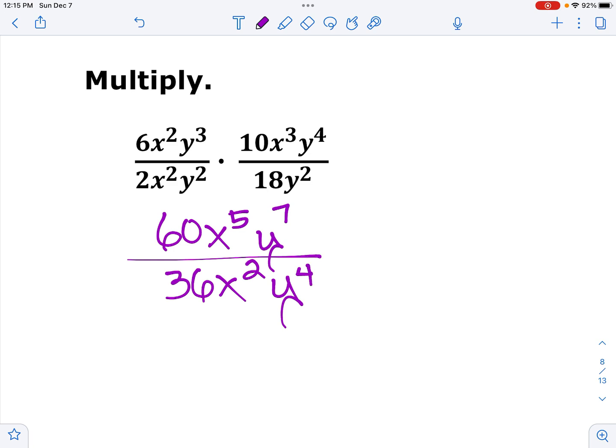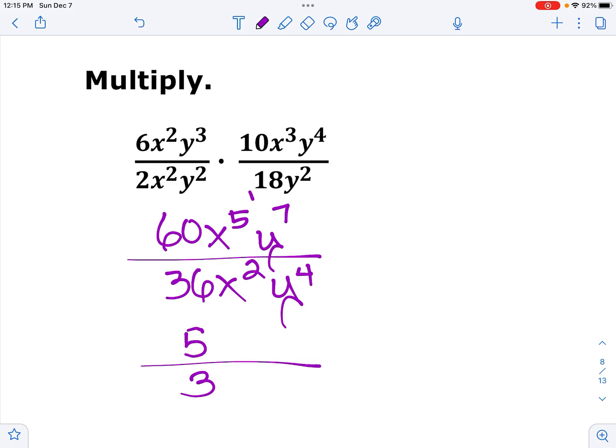So, you want to find the biggest number that goes into both 60 and 36. Again, you can use your graphing calculator to reduce that if you want. 12 goes into both of those. So that would be 5 on top and 3 on the bottom. Okay, so that reduces to 5/3.